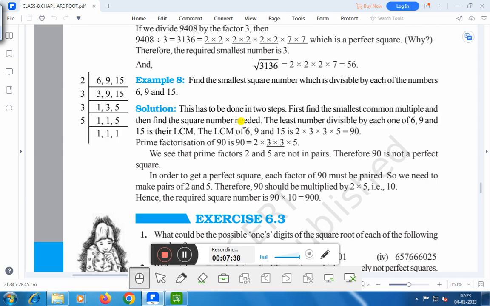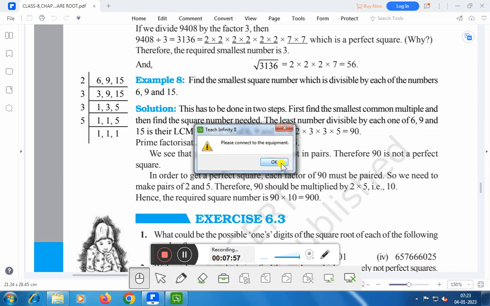Prime factors of 90 are 2 into 3 into 3 into 5. We see that the prime factors 2 and 5 are not in pairs. Therefore, 90 is not a perfect square. In order to get a perfect square, each factor of 90 must be paired. So we need to make pairs of 2 and 5. Therefore, 90 should be multiplied by 10. Hence, the required number is 90 into 10, that is 900.